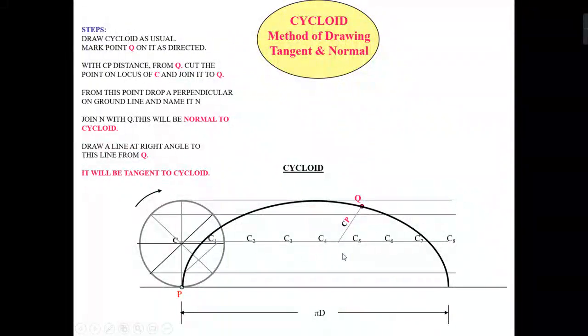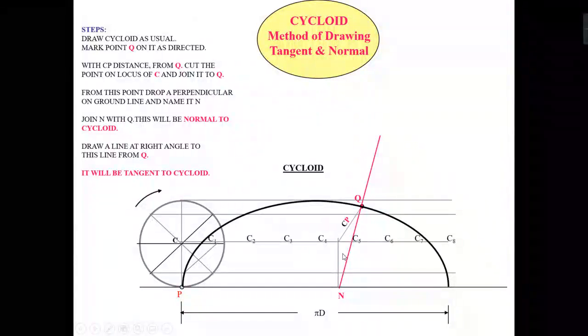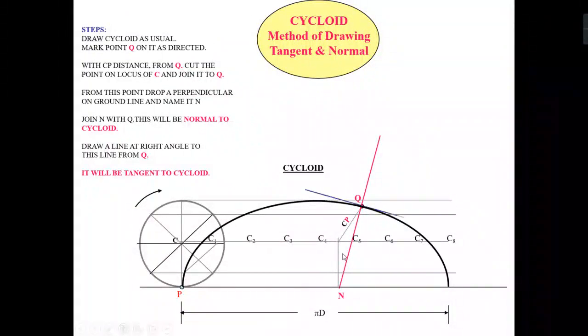After that, I will draw a normal on the horizontal line and I will get a point N. Then I will join point N to Q. So this is nothing but the normal, and perpendicular to it you will get the tangent for the cycloid.